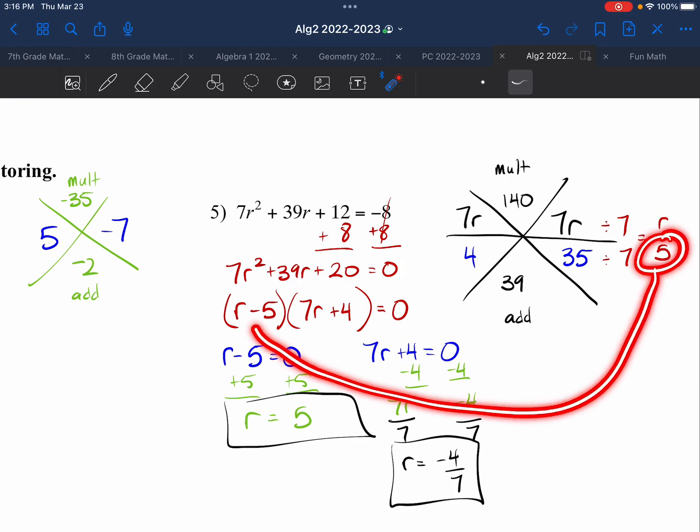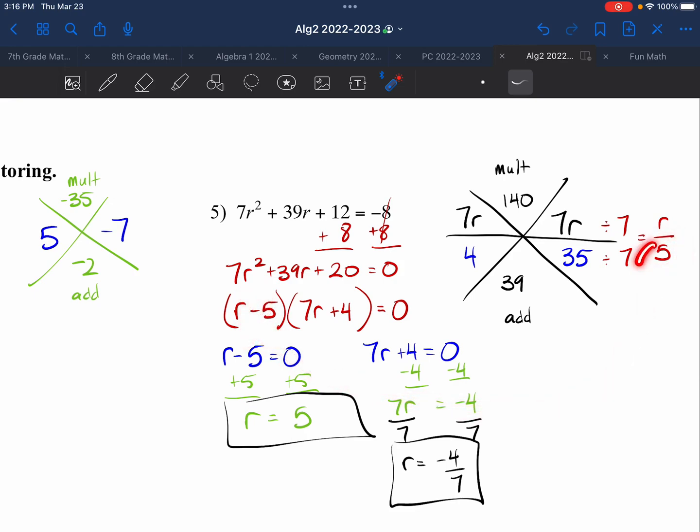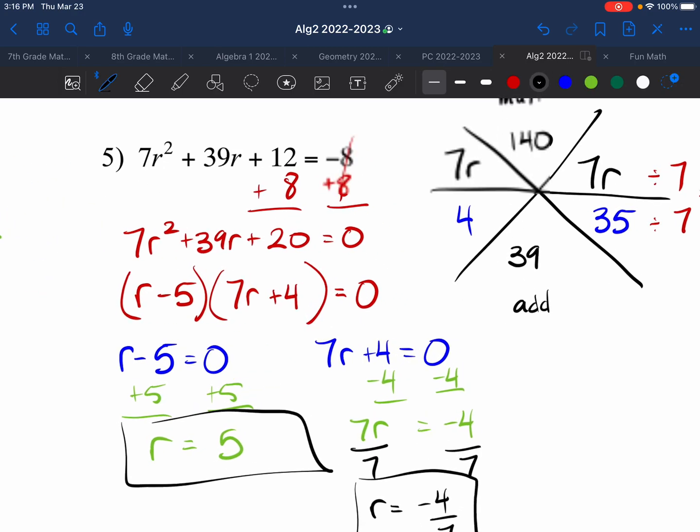From here to here, for some reason, I wrote that as a negative 5. But that's a positive 5. So I don't know what was going on right there. But that should really, let's go ahead and fix you.